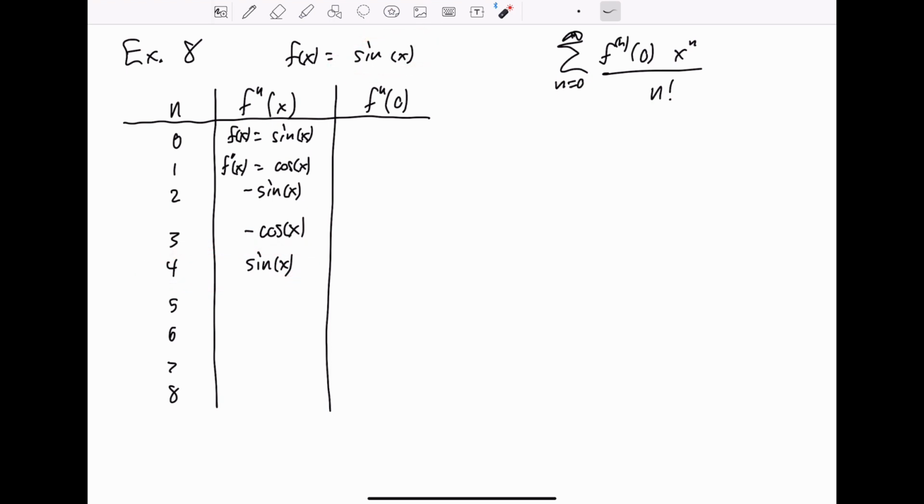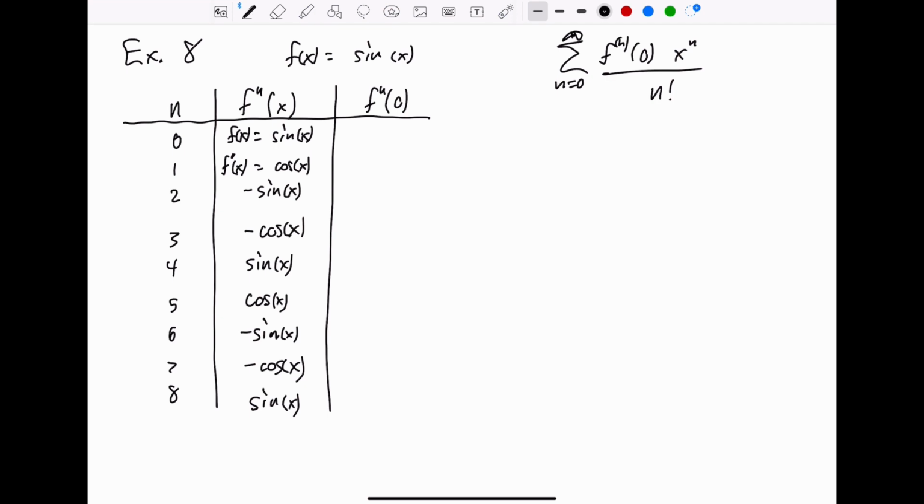So what's the next derivative? Well, it's just going to be cosine, and then negative sine, and then negative cosine. We're going to keep cycling through these different values for the derivative. So the fifth derivative is cosine. Sixth, negative sine. Seventh derivative, negative cosine. Eighth derivative, we're back to positive sine of x.